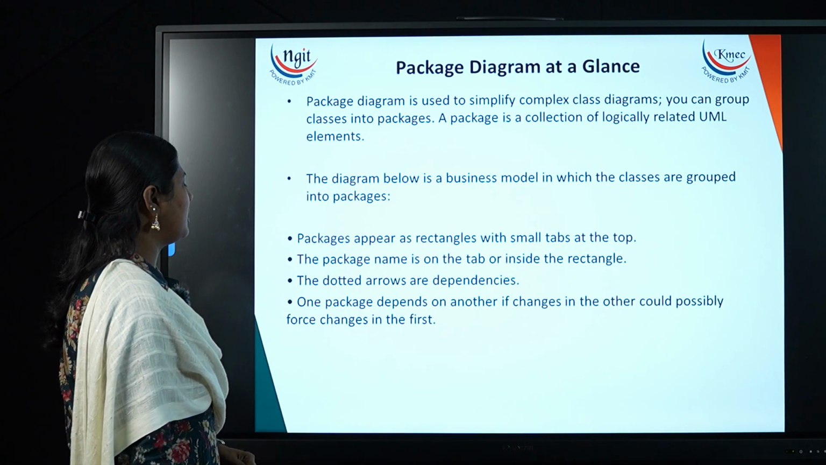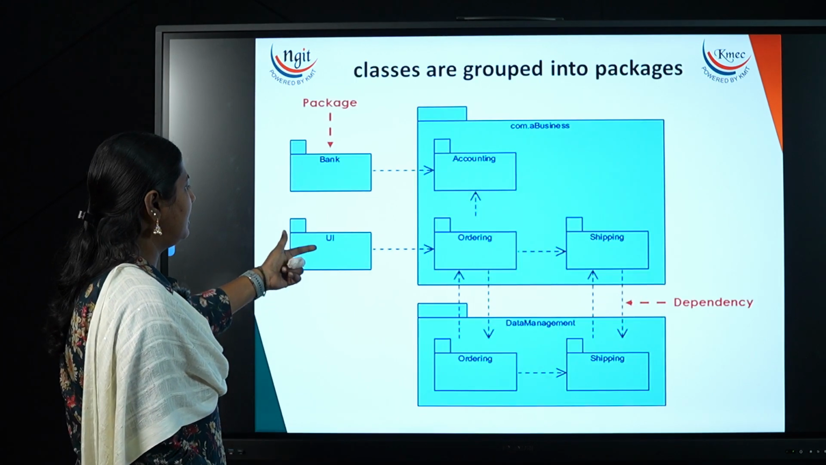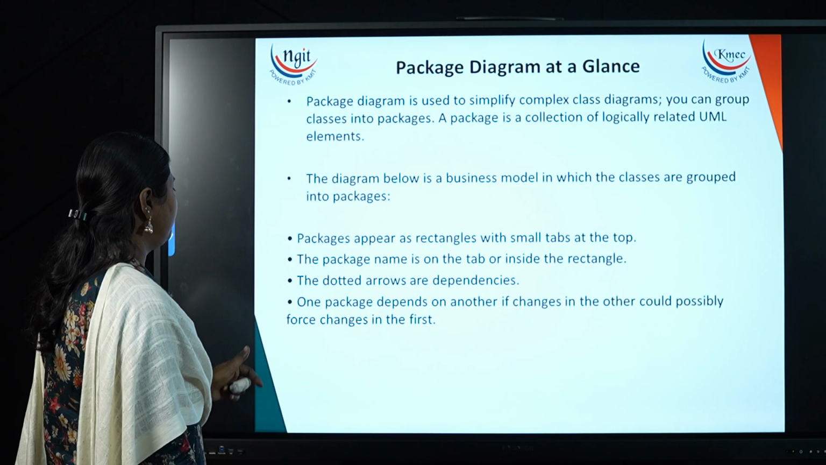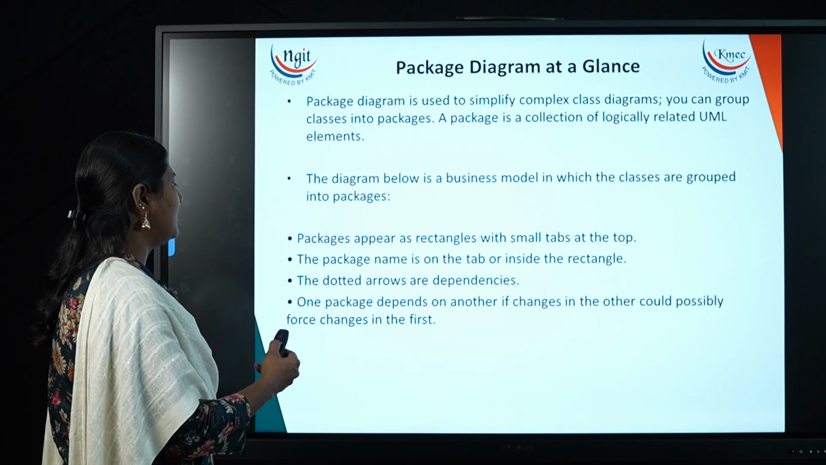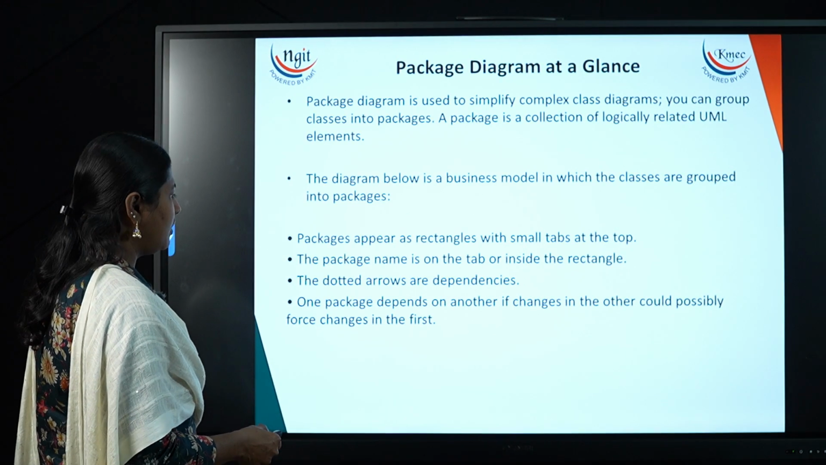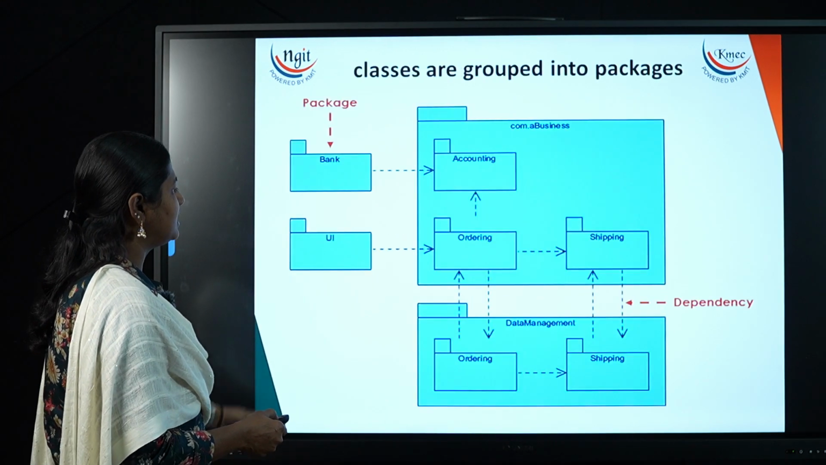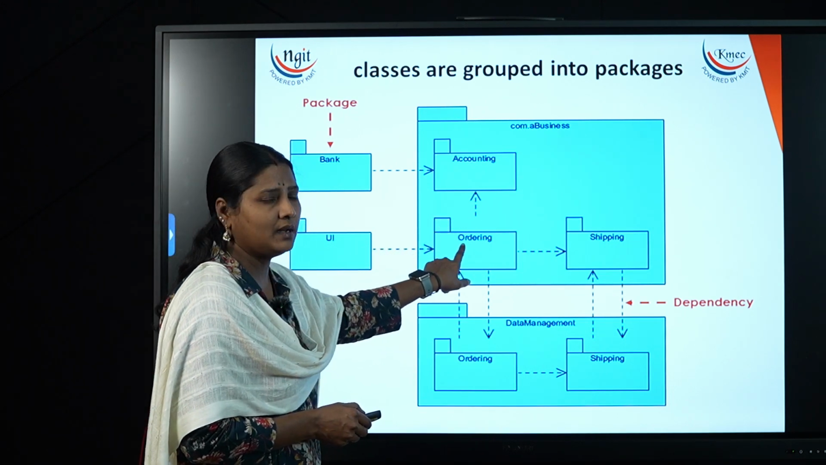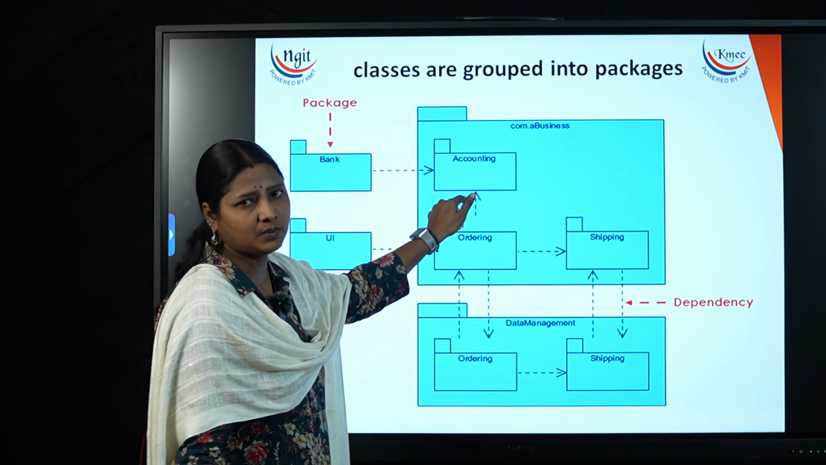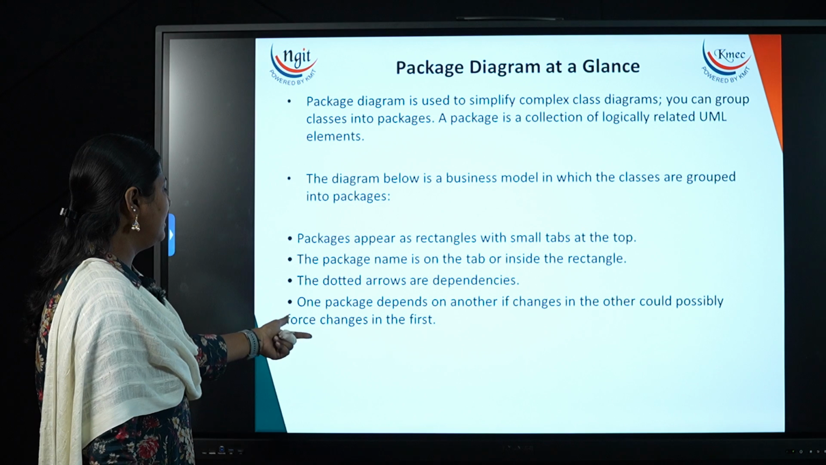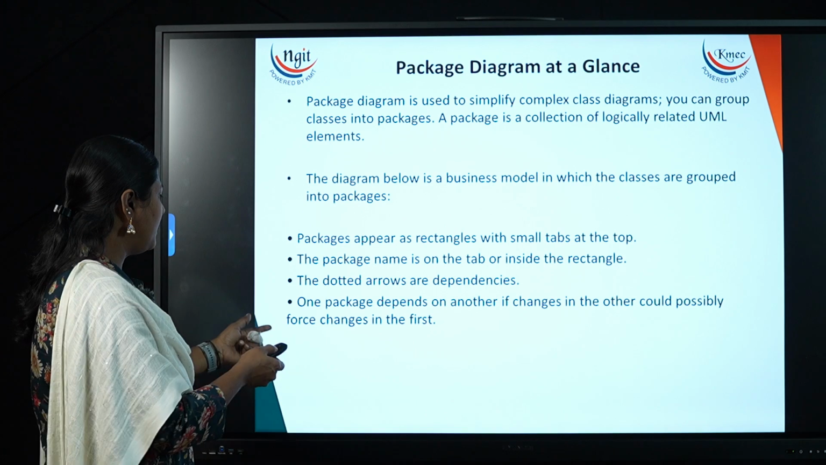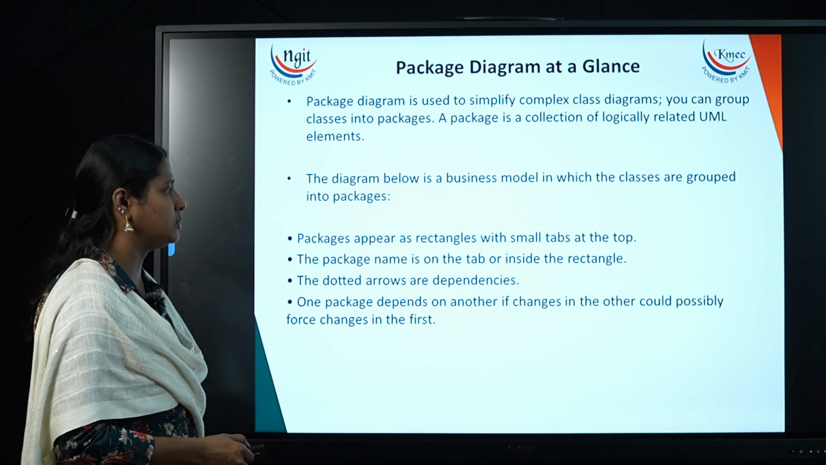The next one is that dotted arrows are the dependencies. The dependencies can be represented with the direction of flow. One package depends on another: if changes in the other are made, they could force changes in the first also. If there is a group of packages placed in sequence and a change exists in the last one, ultimately there is a change in the first package also. That is nothing but one package depending on another.